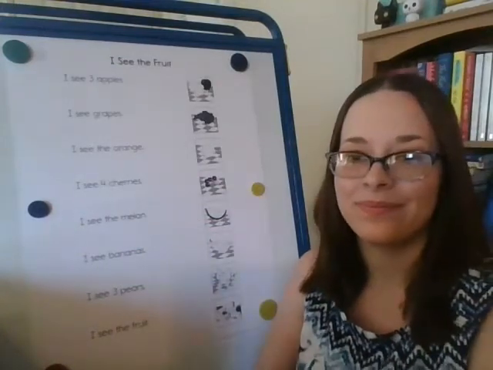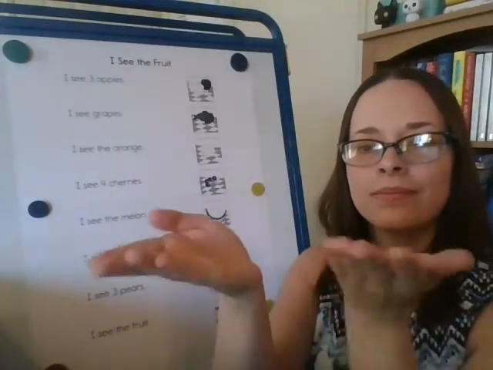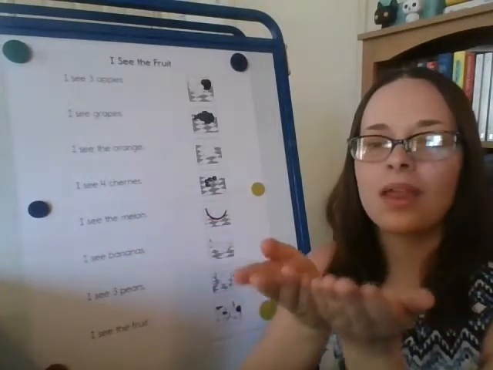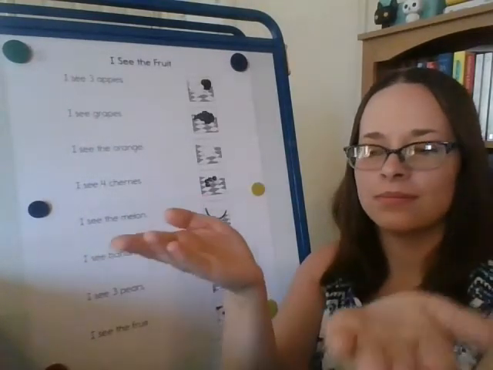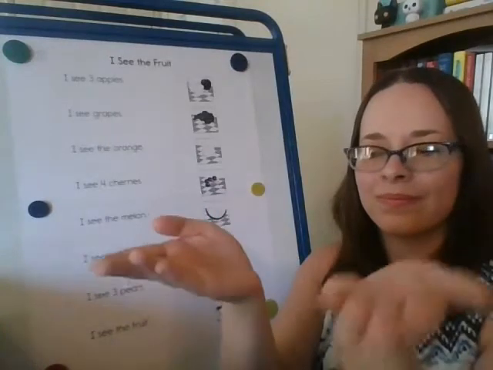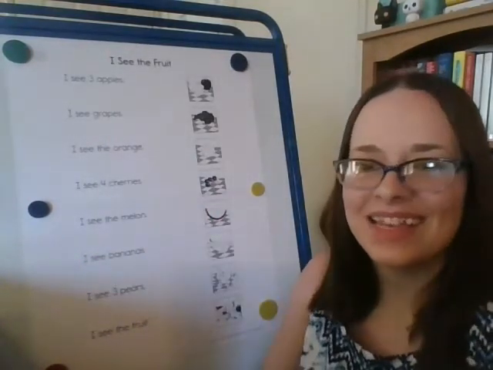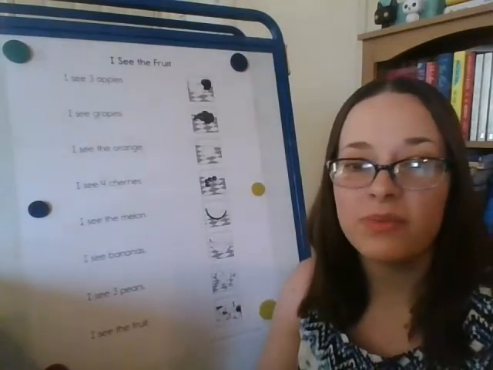Are you ready? Eagle. Chicken. Ostrich. Penguin. Robin. That is blending and segmenting. Now we're going to move to letter sounds.